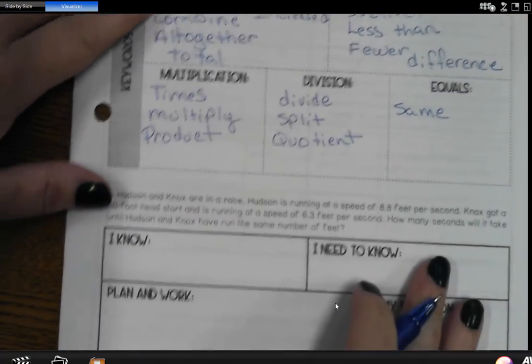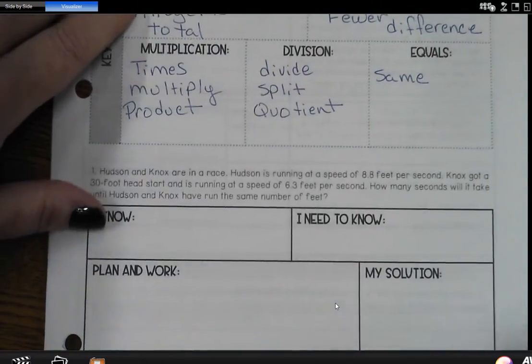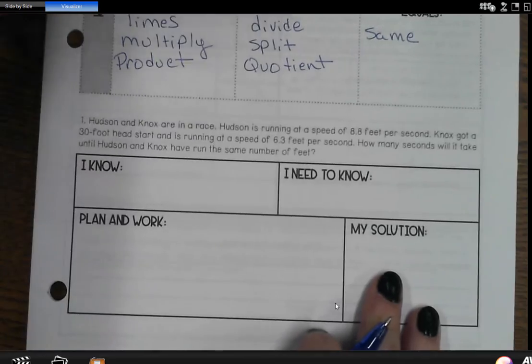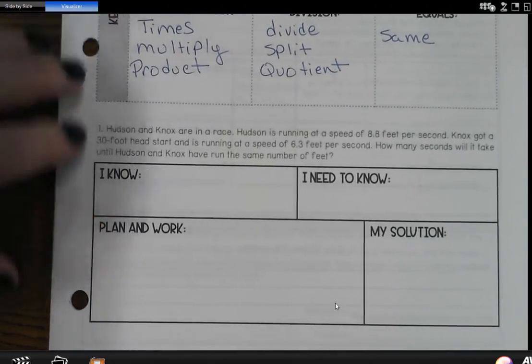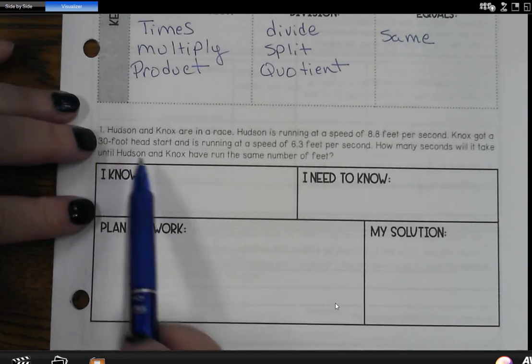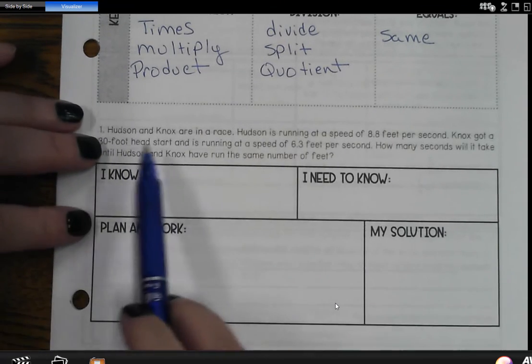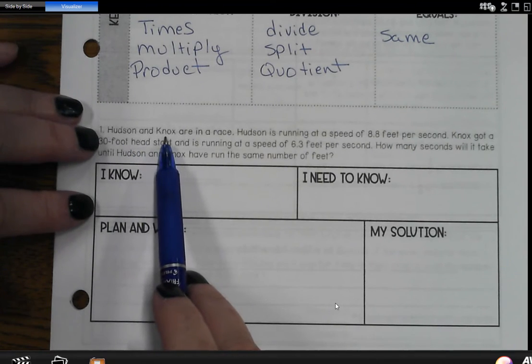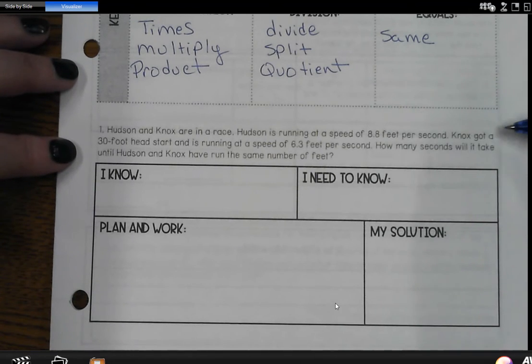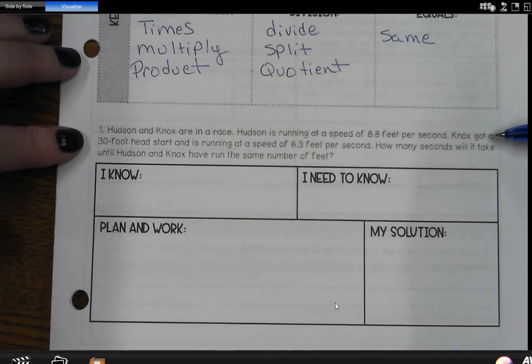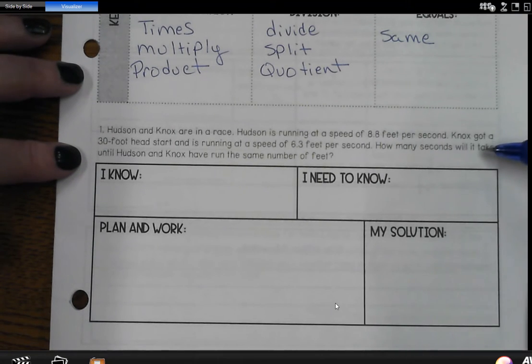Okay, so we're going to look at this problem below, and I'm going to show you the easiest way you could possibly know to write this problem as a word problem. So, let's read the problem together. Well, I'll read it so you follow. Hudson and Knox are in a race. Hudson is running at a speed of 8.8 feet per second. Knox got a 30-foot head start and is running at a speed of 6.3 feet per second. How many seconds will it take until Hudson and Knox have run the same number of feet?